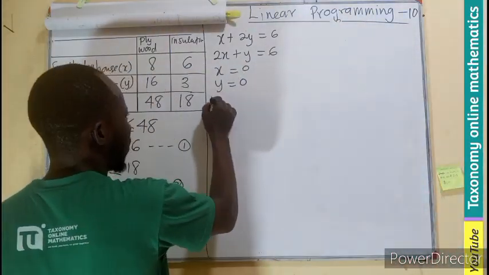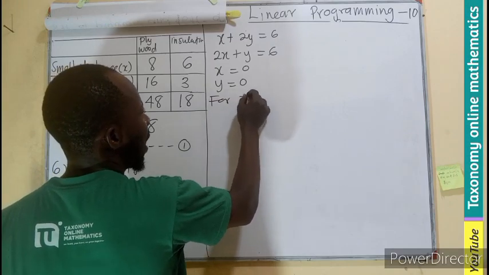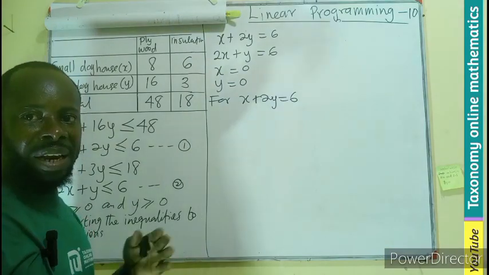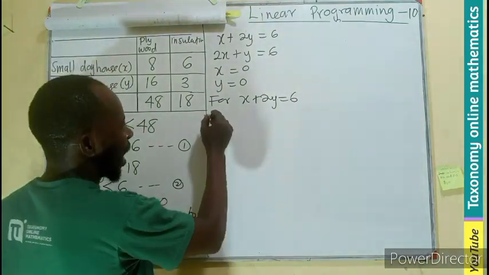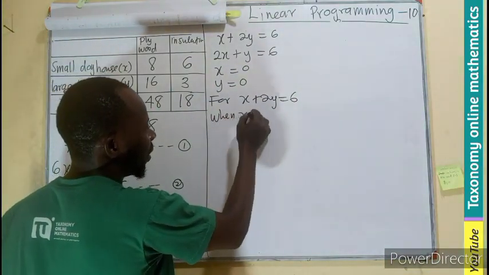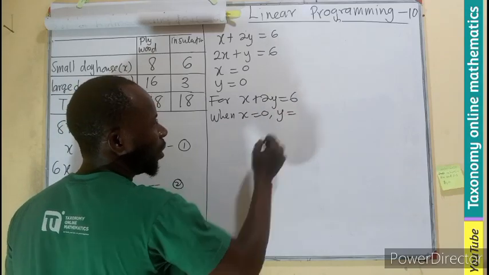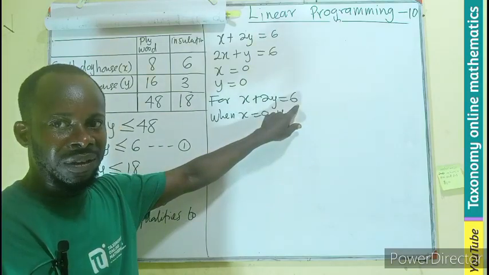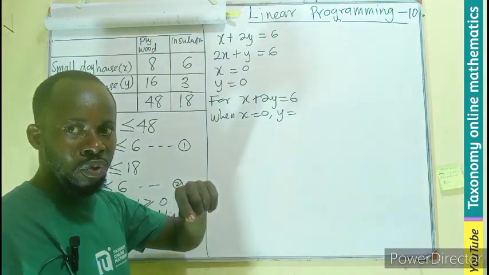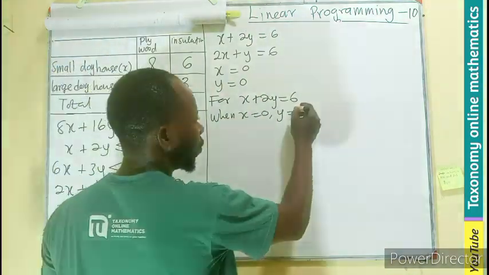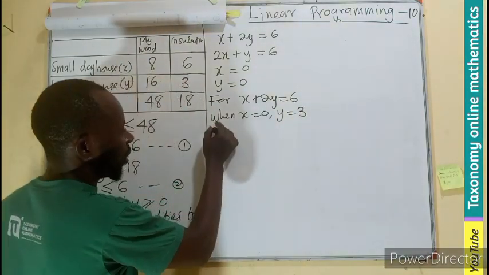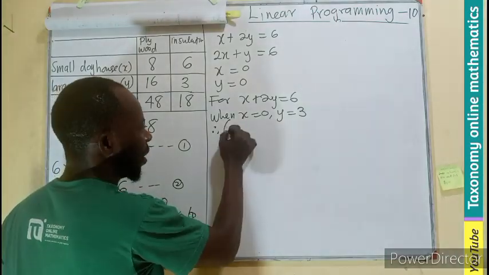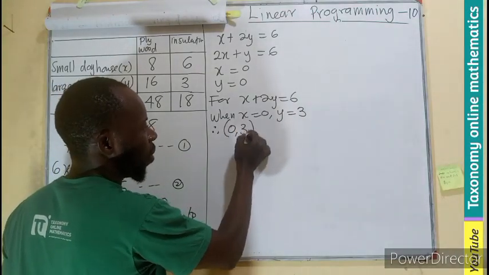Taking the first one, x plus 2y equals 6, if I'm finding the intercept on both axes, I will say when x is 0, y will be equal to what? When x is 0, you have 2y equal to 6. Dividing both sides by 2 gives y equal to 3. So the point we are going to plot is 0 on the x-axis, 3 on the y-axis.